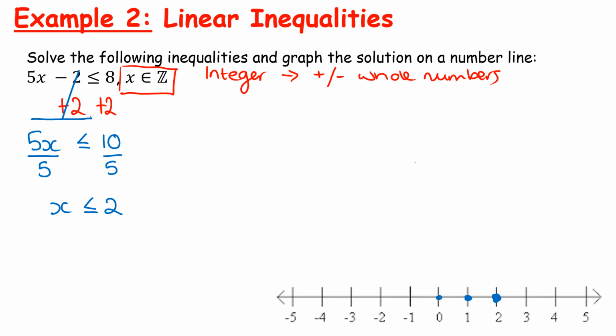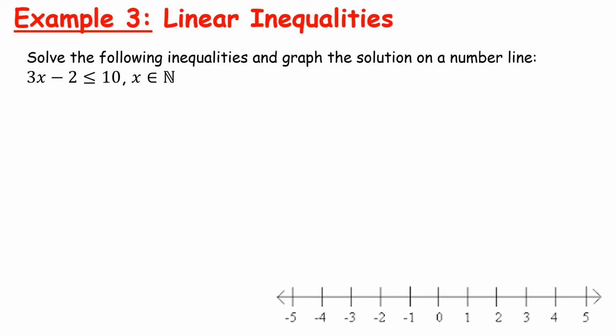All of these numbers to the left are included. And once you bring that down to the end of the number line where there's an arrow, it will continue on forever. So example 3, in this question, they've told us x is an element of N. So N is natural. So this is positive whole numbers. Just the positive whole numbers, and 0 is not included.